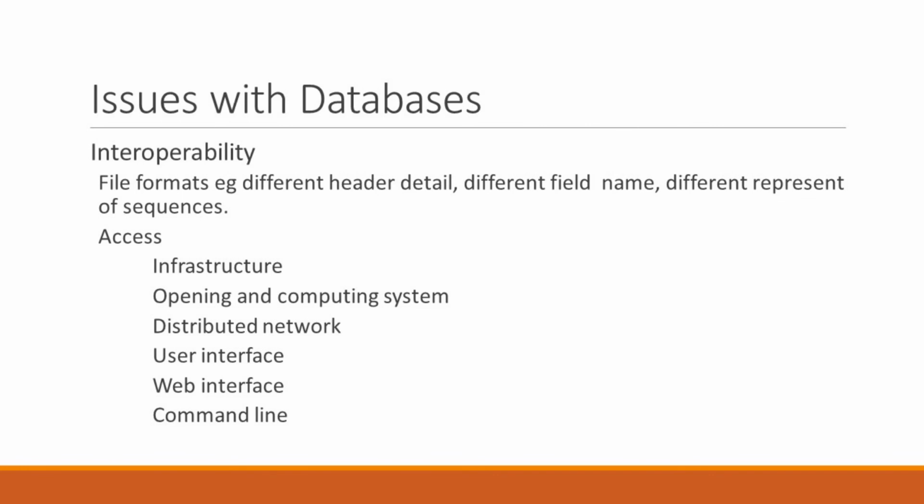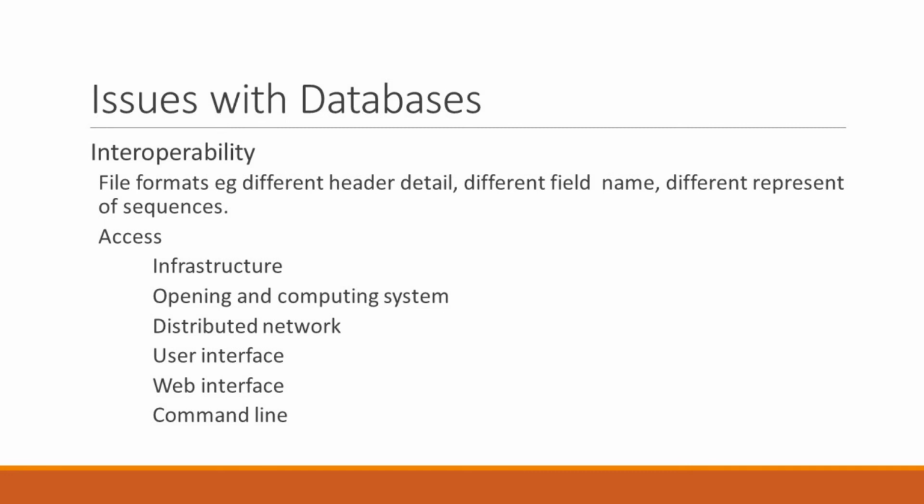First is interoperability. Because the file formats are different, such as different header details, different field names and representation of sequence type, it affects interoperability. Some access issues like infrastructure, operating systems or computing systems, distributed networks, user interface and web interface, and some command line issues. These are all the basic issues with databases.